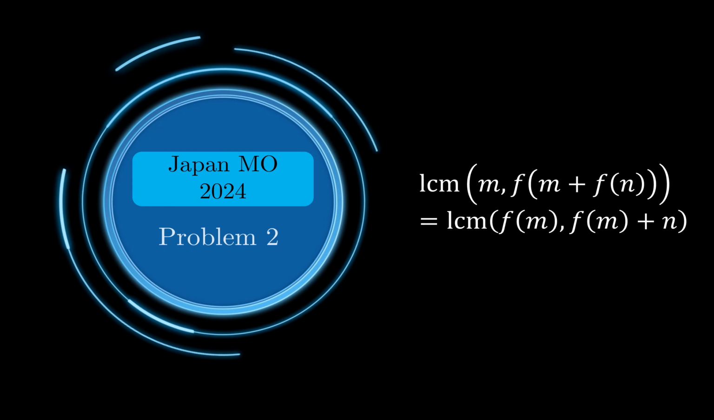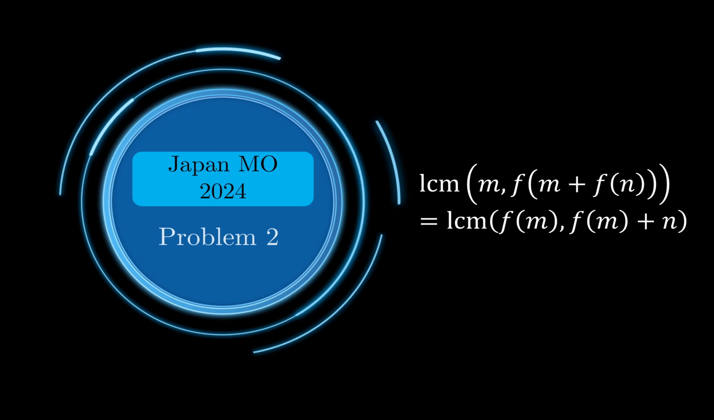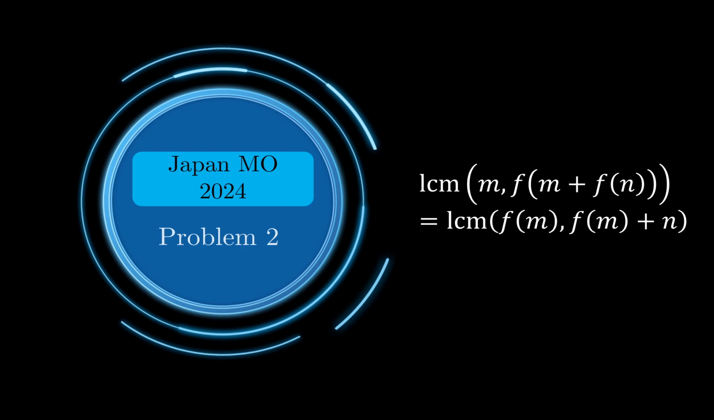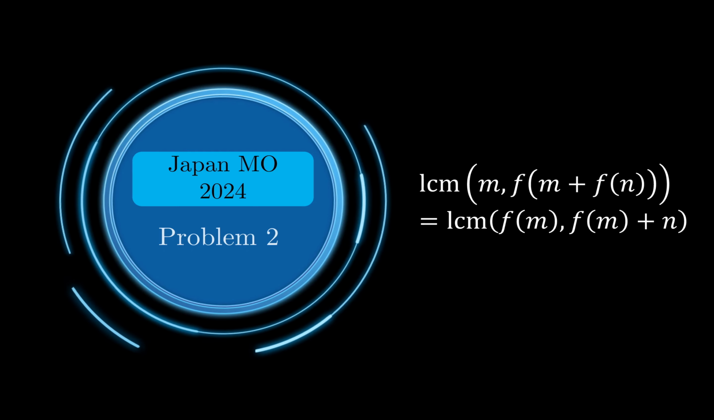Today we'll be taking a look at a really interesting number theory functional equation question from the Japan Math Olympiad Final Round 2024. Without further ado, let us take a look at this problem.